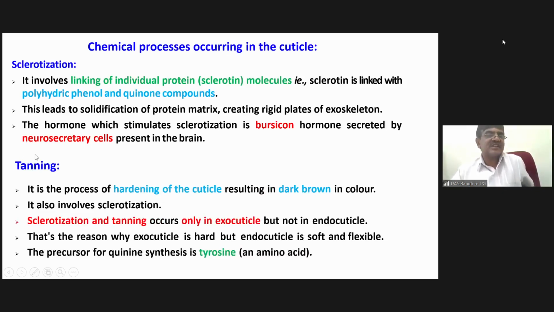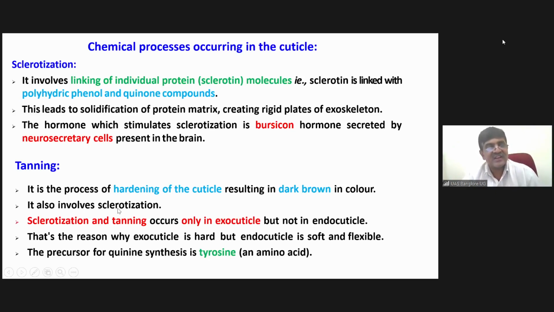And the second process is called tanning. The process of hardening of the cuticle results in the dark brown color. That is nothing but tanning.